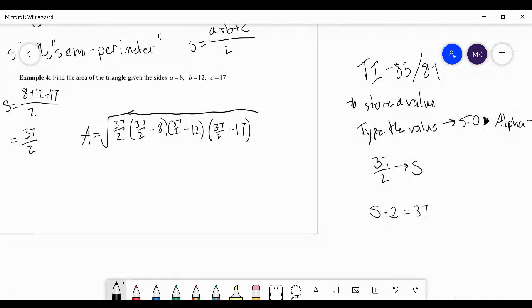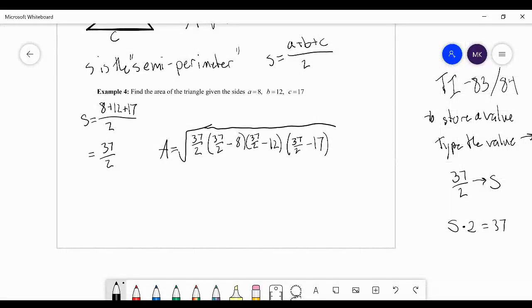What's nice about that is when I do this in my calculator, the square root of 37 over 2 times 37 over 2 minus 8 times 37 over 2 minus 12 times 37 over 2 minus 17, I can just do S times S minus 8 times S minus 12 times S minus 17. I hit that in my calculator and I get that the area is approximately 43.5 square units. And that's it.